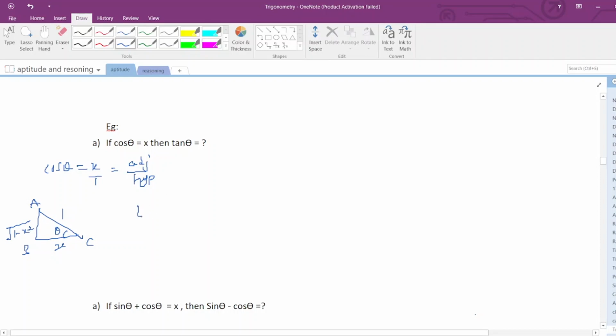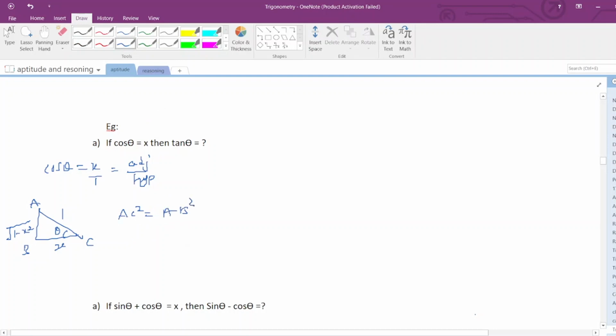So now what did he ask? tan theta, right? Hope you got how 1 minus x square root over x, I hope it is clear how it came. If not, see, simple, I just applied Pythagoras theorem.